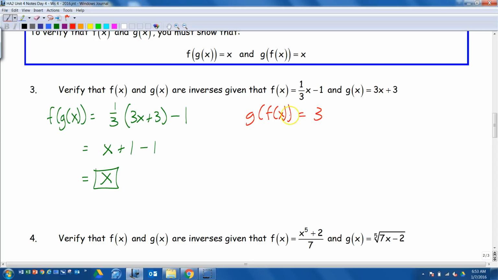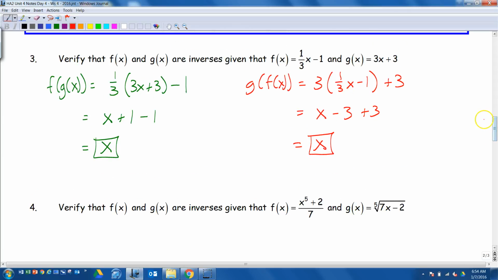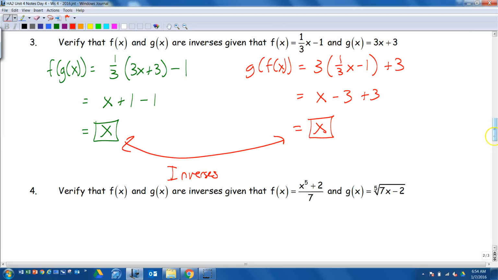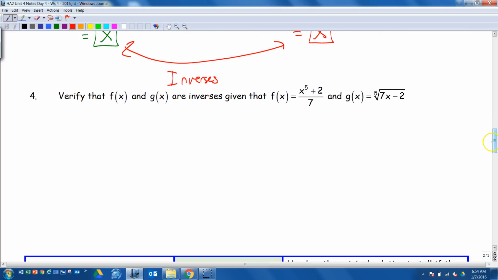And I have 3 is g of x, and we're putting in a 1/3 x minus 1, and then we have a plus 3. Alright, so we multiply the 3 in first, because that's all we can do. 3 times 1/3 is an x, 3 times a negative 1 is a negative 3, and then we have a plus 3. And sure enough, we get x. Okay, so we just verified. So these two things are inverses. These two functions up here, f and g, are both inverses of each other. Okay, let's do it again. Again, be careful with your algebra.